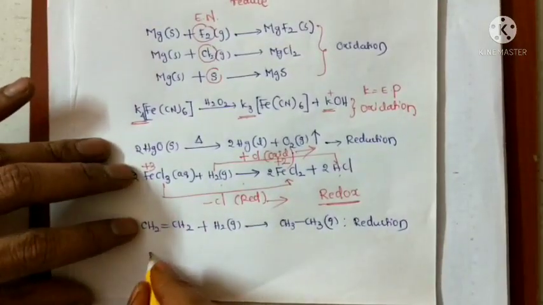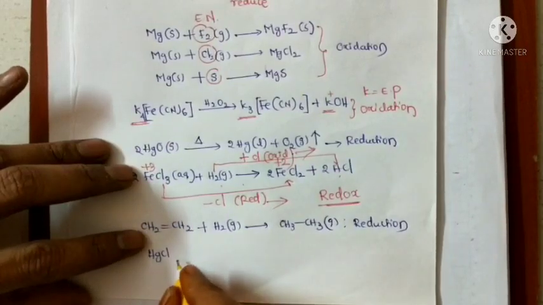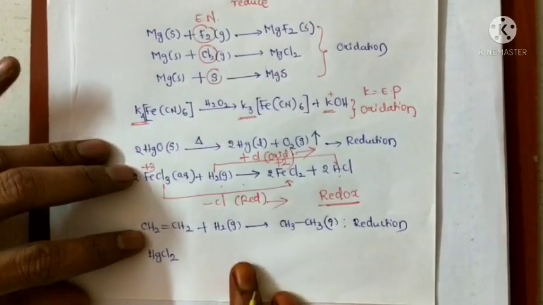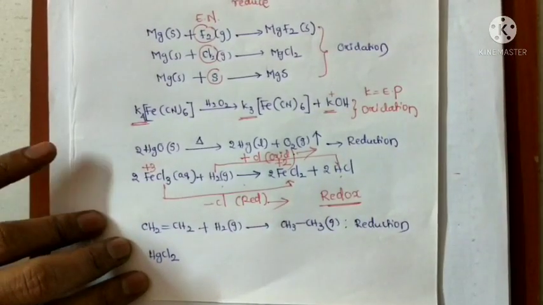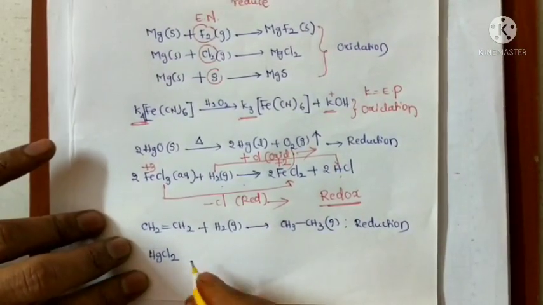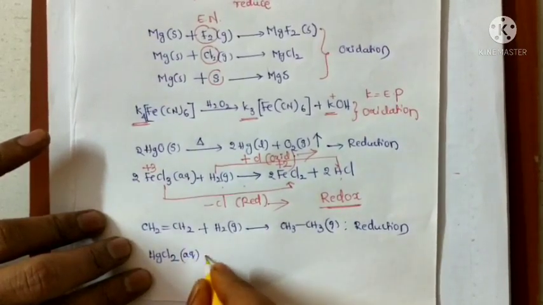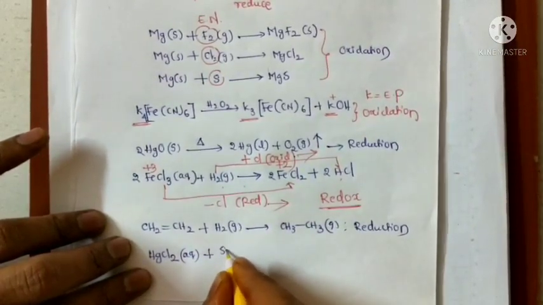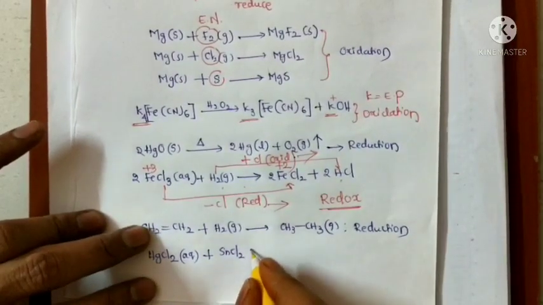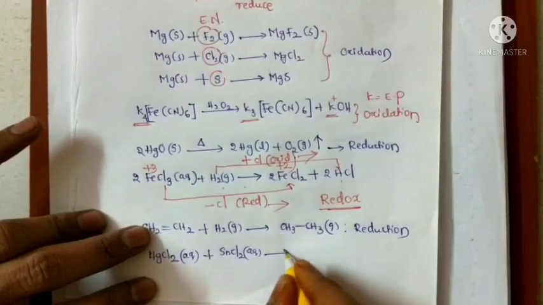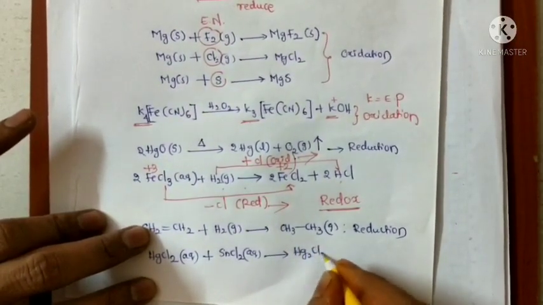And the next one is mercuric chloride, HgCl2, an aqueous solution, reacted with stannous chloride, SnCl2, also an aqueous solution, to form Hg2Cl2.